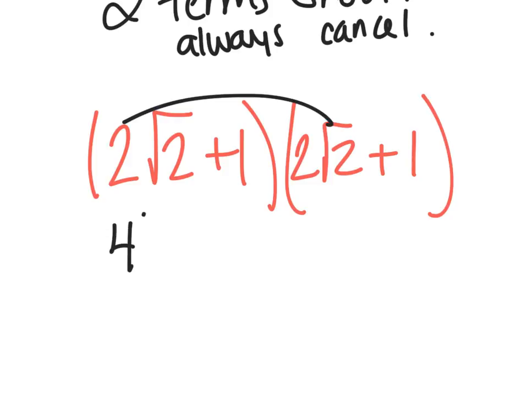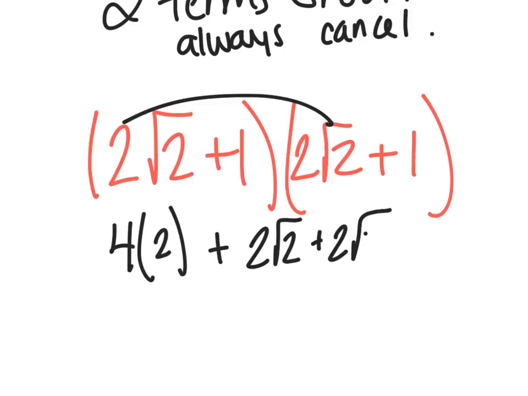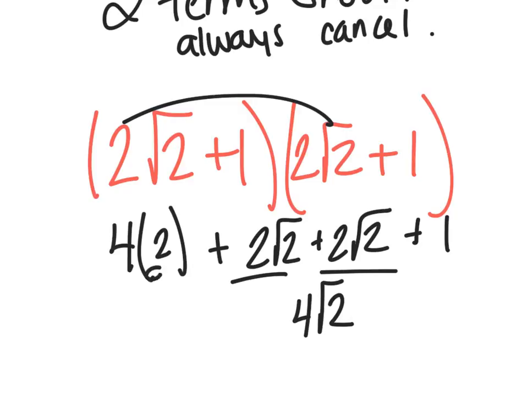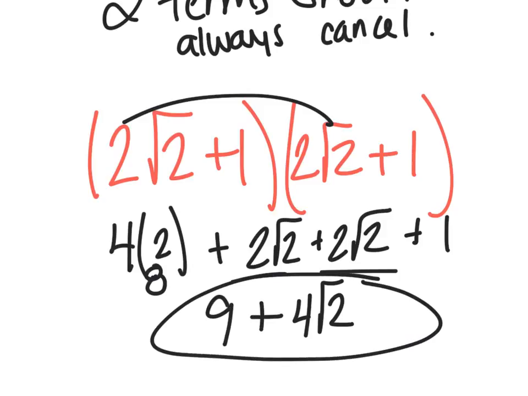Outside, I get 4. Radical 2 times radical 2 is just 2. Plus 2 radical 2 plus 2 radical 2 plus 1. Notice these are not going to cancel because they're not conjugates. All that's going to give me is 4 radical 2. Here I'm going to get 8, so 8 plus 1 is 9, plus 4 radical 2. They will only cancel if they're conjugates.